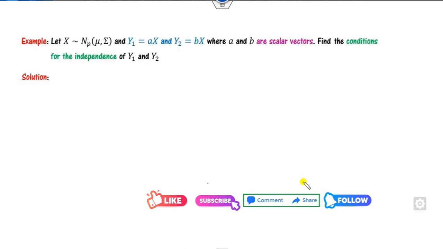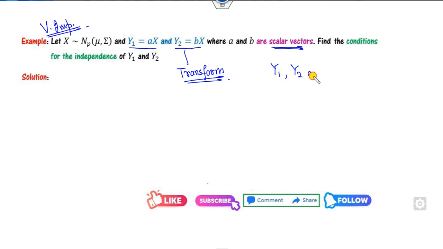The second result, and this is one of the most important results. What is the result? If x is multivariate normal, y1 is equal to ax, y2 is equal to bx. That means they are some transformations, where a and b are scalar vectors. Then find the condition that y1 and y2 are independent. Again, you can see these are multivariate normal. So we need to first check what y1 and y2 are. This also follows the multivariate normal distribution.